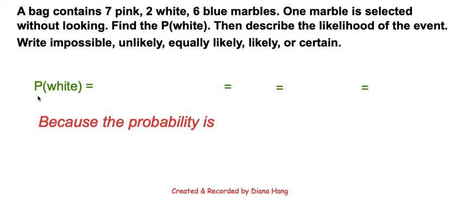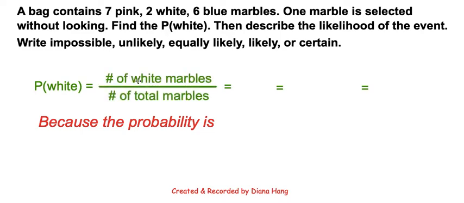So the notation for the probability of white looks like this. So think back to an earlier video tutorial that I discussed about how to find the probability. It's expressed as a ratio. So the numerator of our ratio must be the number of favorable outcomes. And in this event, it's white. So we have 2 white marbles as our numerator. And then you have to calculate how many total marbles we have. So numerically, this would look like 2 divided by 15.